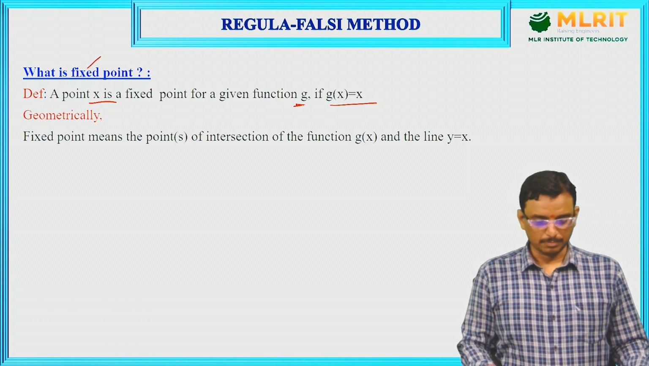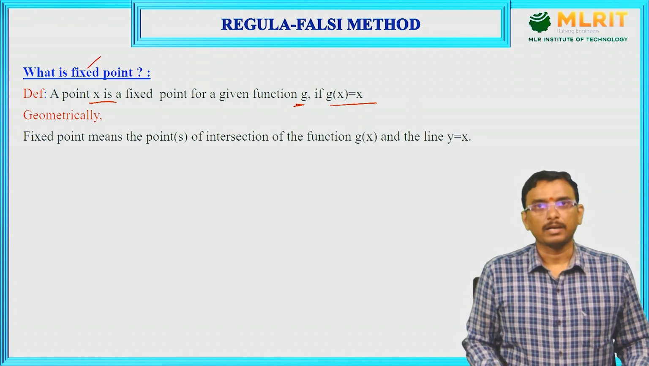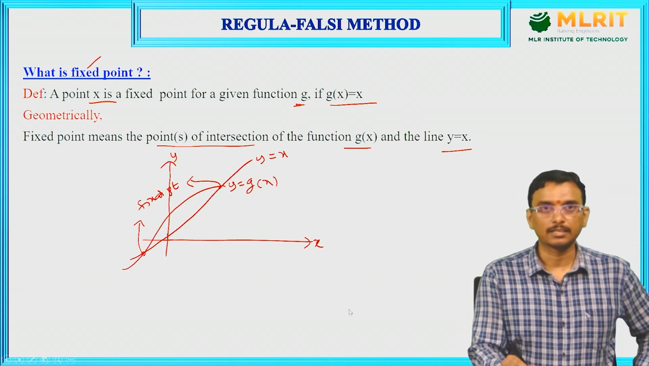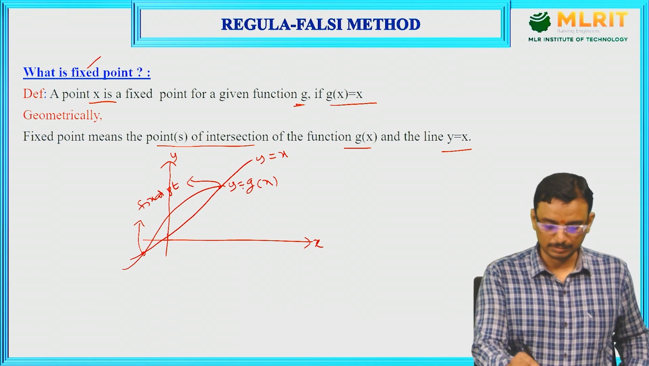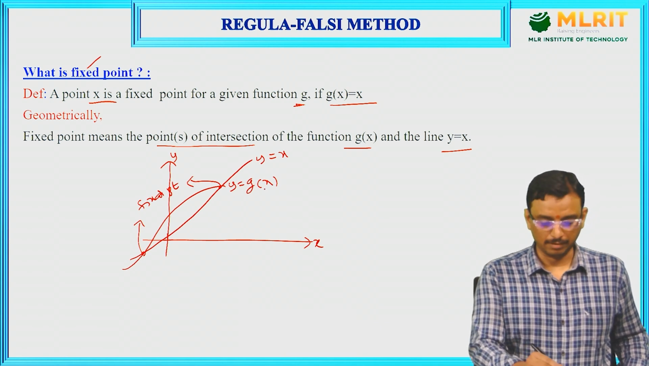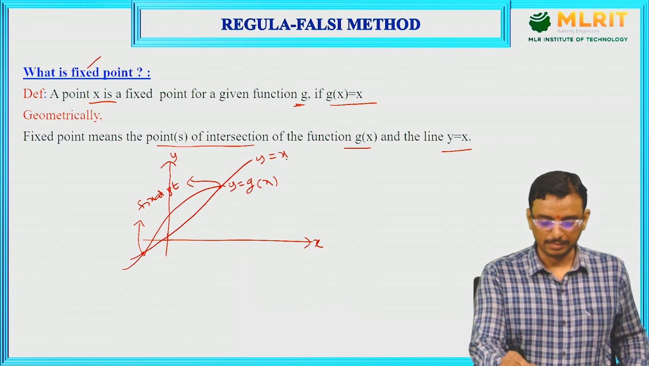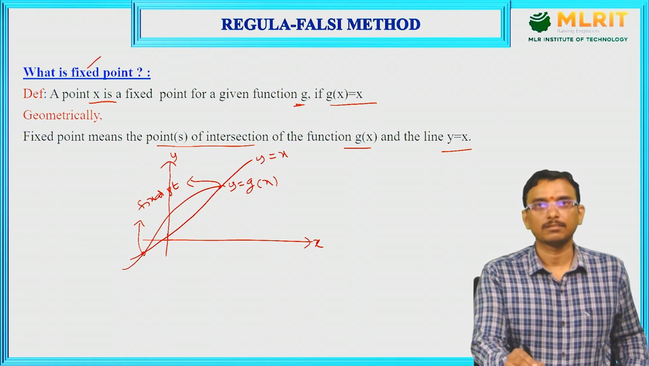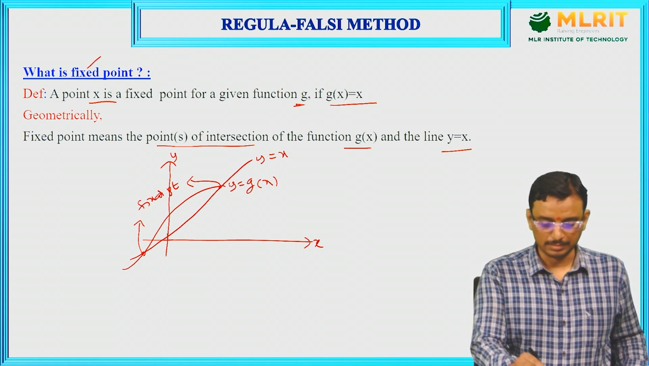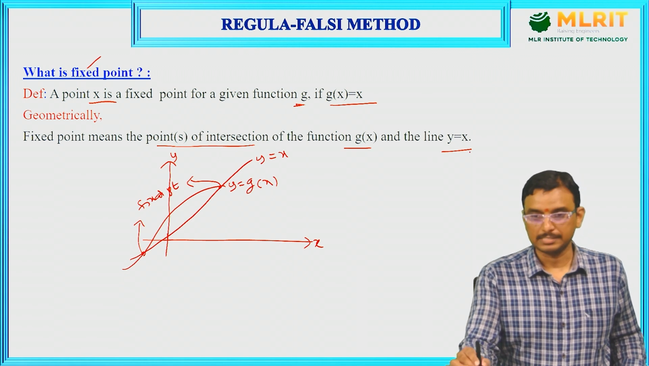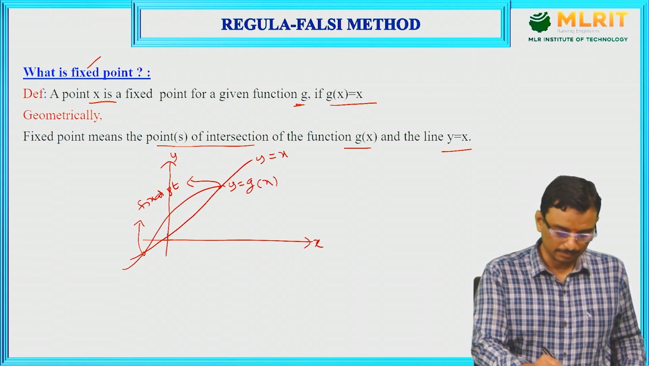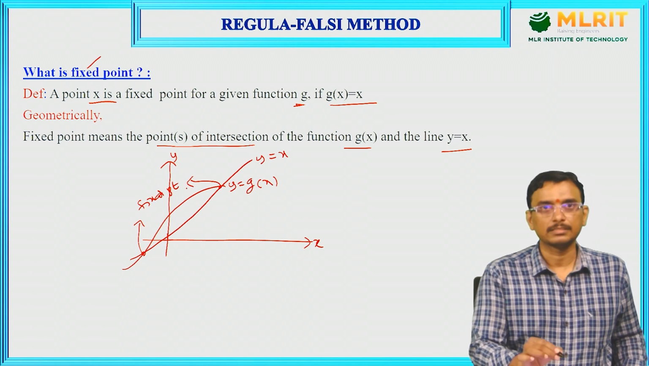We can explain this geometrically. The fixed point is nothing but the point of intersection. This is the graph y = g(x) and the line y = x. So the fixed point is the intersection of the function y = g(x) and the line y = x. Here we have one fixed point, and the other fixed point is this one.